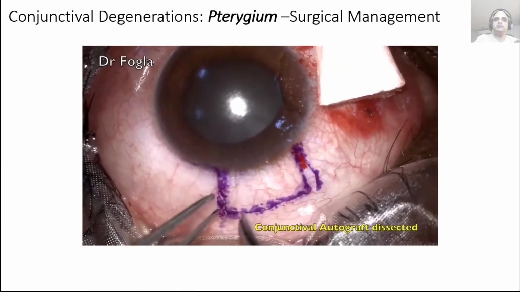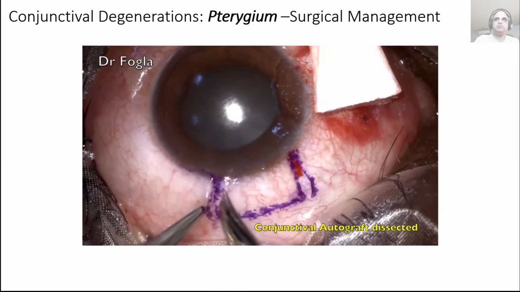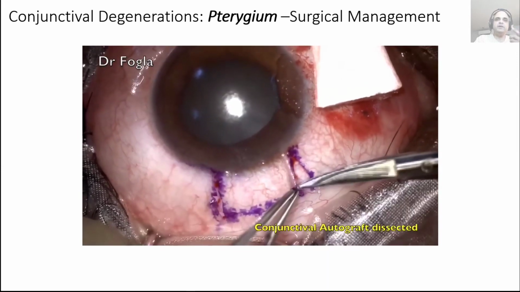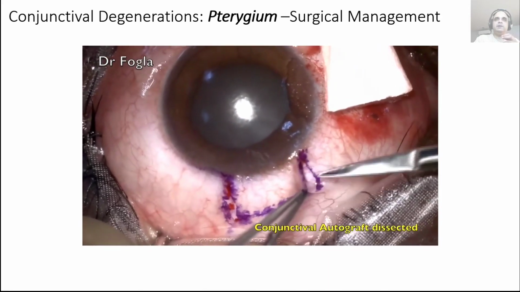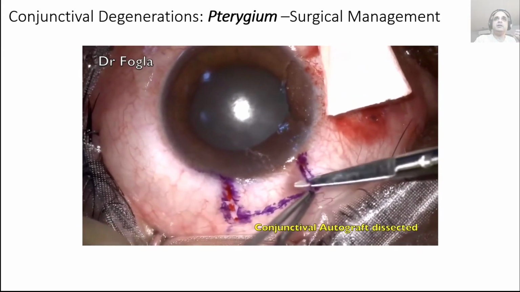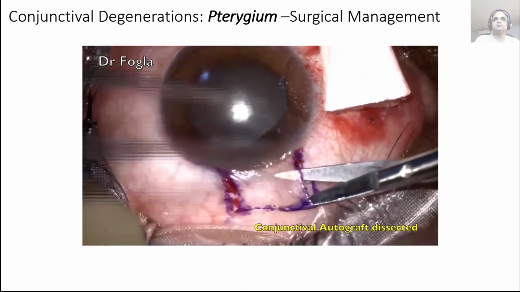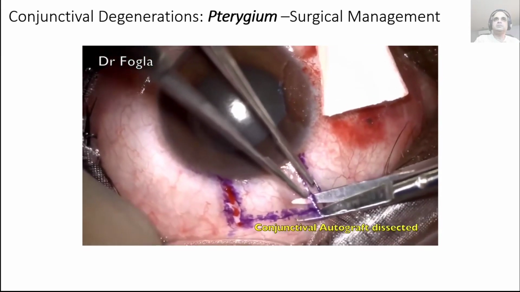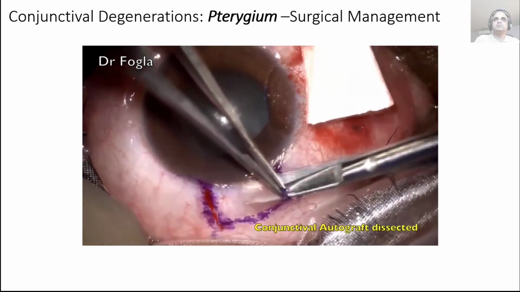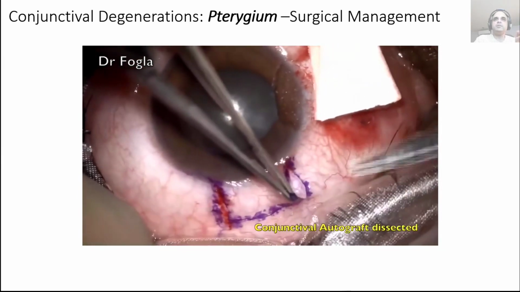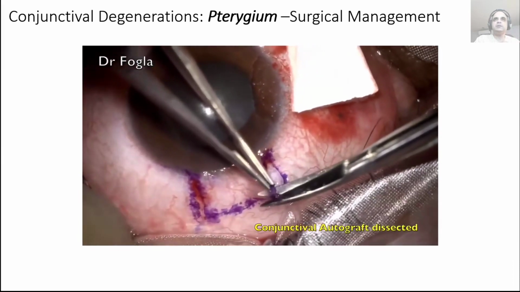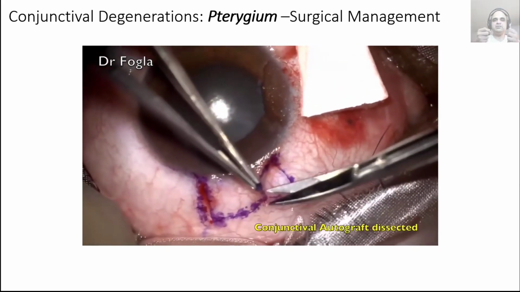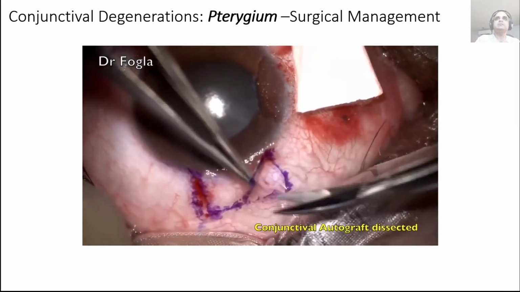And autografts are the simplest graft. There is pretty much no rejection. It's the body's own tissue, and conjunctiva is so vascular, it just regrows. So taking a graft from the patient is not going to cause any harm to the patient at all. So the size of the graft is approximately equal to the size of the pterygium that was dissected away. The conjunctiva is very elastic, so you can stretch it a little bit as well.